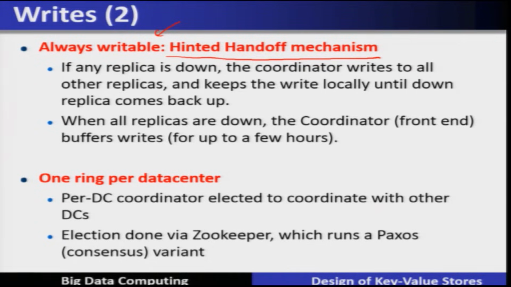If a replica is down, the coordinator writes to all other replicas. Let us understand with the same diagram. Let us say there are 3 different replicas, and if any of these replicas is down, the coordinator writes to all other replicas and keeps the write locally until the down replica comes up.